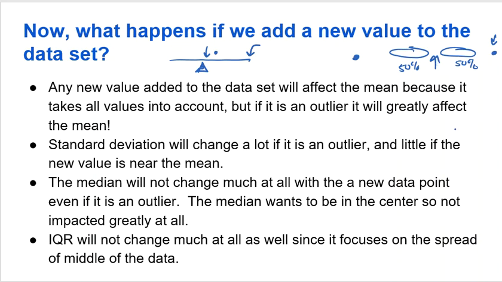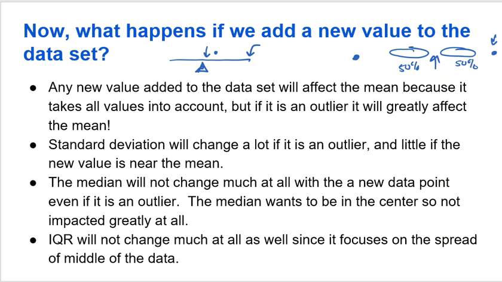And the same thing with the IQR. The IQR focuses on the middle 50% of your data. So adding a value to the outside isn't really going to affect it. Now, if you add a value to the inside, it might change a little bit, but again, not that much. I mean, by definition, the median and the IQR actually do not take every value into account, right? They just want to be in the middle. Whereas the mean and standard deviation, by definition, the formulas take all of the values into account, okay? So it actually really matters.